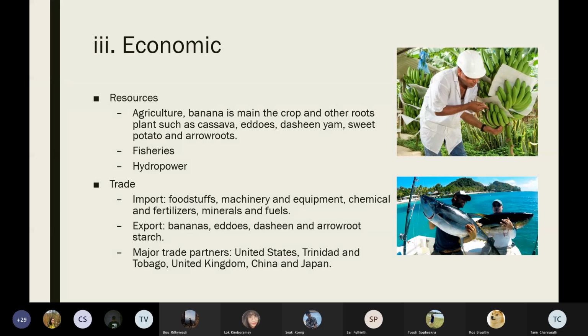About trade, they import foodstuff, machinery and equipment, chemicals and fertilizer, minerals and fuel. And for export, they export banana, eddoes, dasheen, and arrowroot starch. Major trade partners, move to the next part.